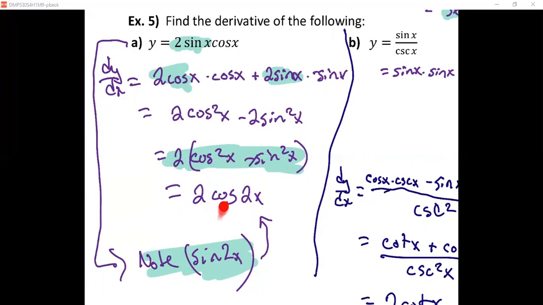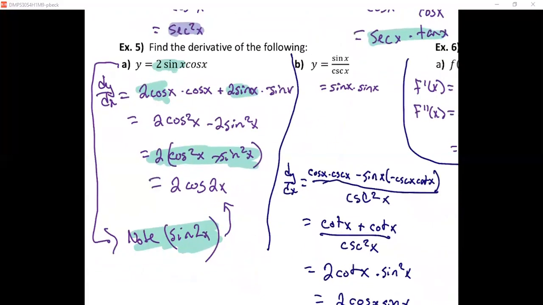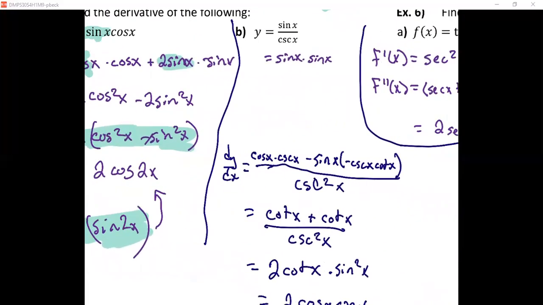So then 2 cosine of 2x, if we can combine it down here, we probably could combine it up here. And oh, wait, we can. We know that this expression is sine of 2x. So there is a relationship between this and then this derivative, which is 2 cosine of 2x. Foreshadowing. Ooh.